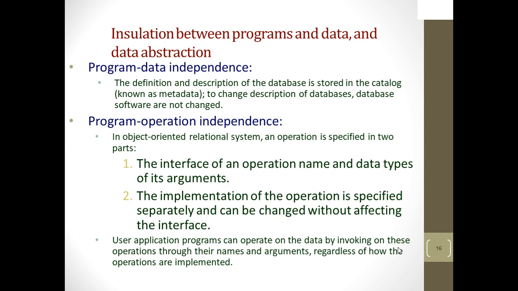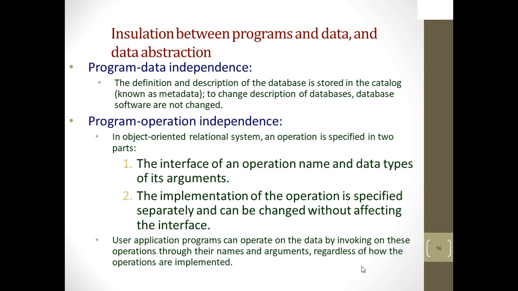Program operation independence is referring to the fact that the application programs can operate on the data by invoking the operations regardless of how the operations are implemented. Now how those operations are carried out, the program is not worried about. The program just operates on the data, but underlying, the data gets fetched, but there is no dependency between both. That is program data independence.